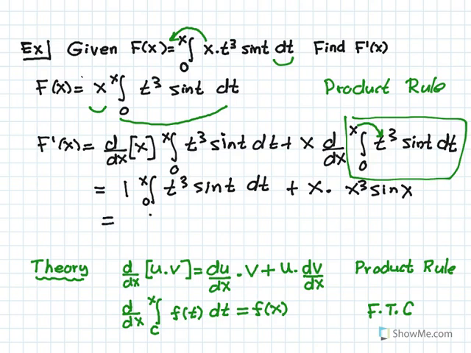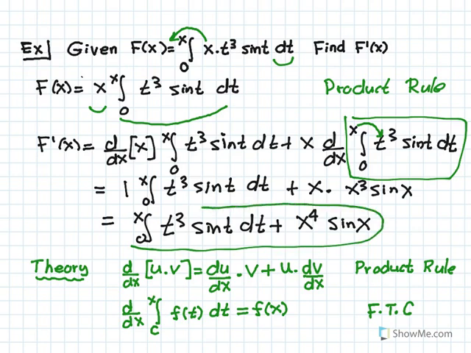All right, let's simplify this. What we get is the integral from 0 to x, t cubed sine t dt, plus x times x cubed, which is going to give us x to the fourth sine x. This is the answer. That is the derivative of capital F of x.